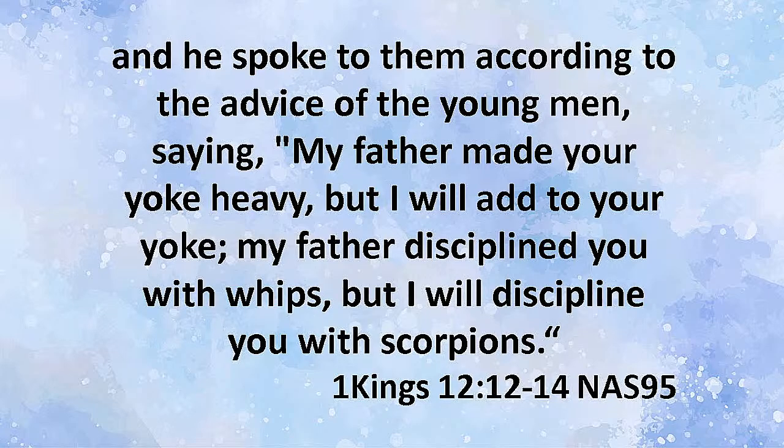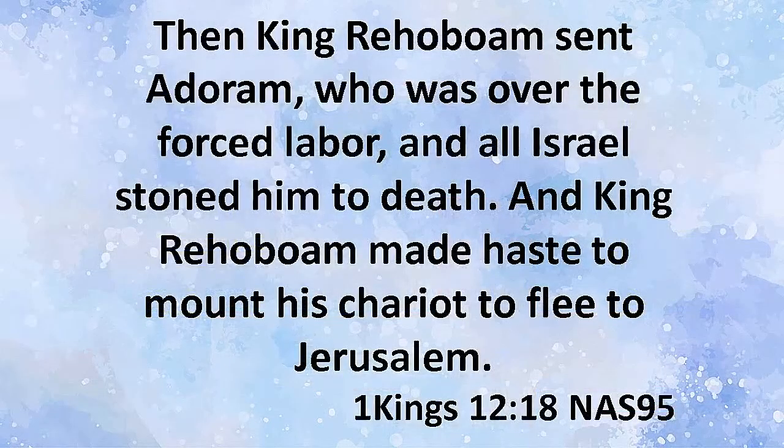And how well do you think that went over? Not very well. And so then we get verse 18. King Rehoboam sent Adoram. So King Rehoboam would be the king of the southern kingdom. He's Solomon's son. King Rehoboam sent Adoram, who was over the forced labor. Notice what he was in charge of, forced labor. And all Israel did what? Stoned him to death. And King Rehoboam made haste to mount his chariot to flee to Jerusalem.